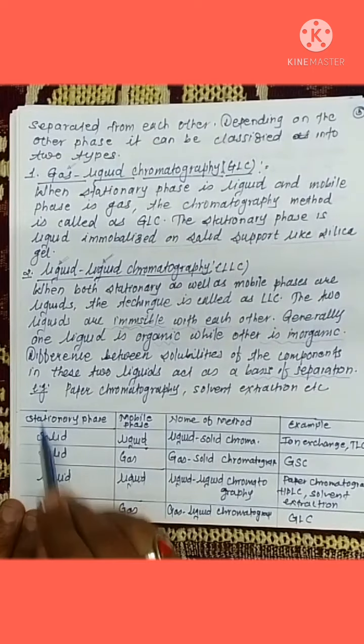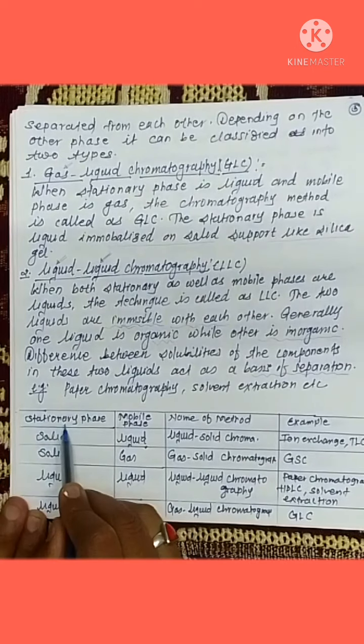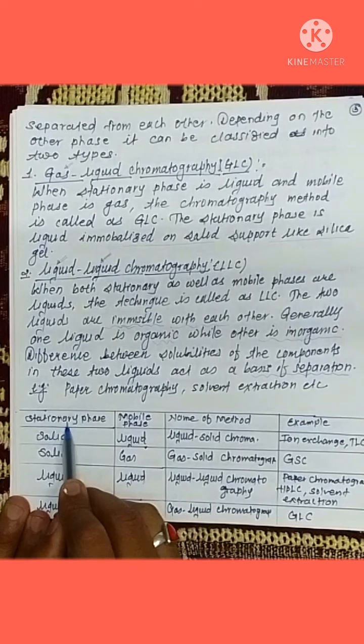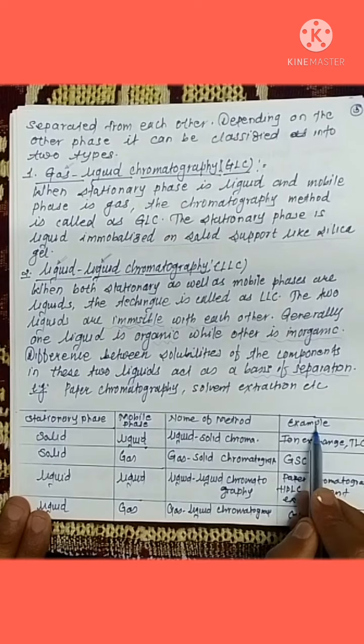Now just see what we discussed up to here. It is written in short form in this table. This column is the stationary phase, this column is the mobile phase, this is the name of the method, and this is the example.